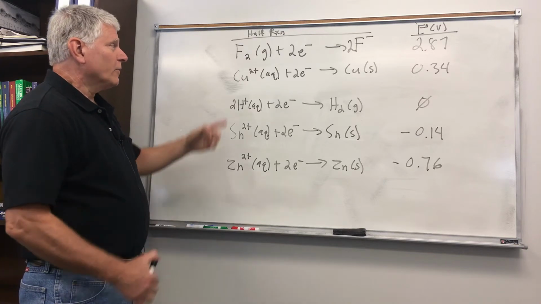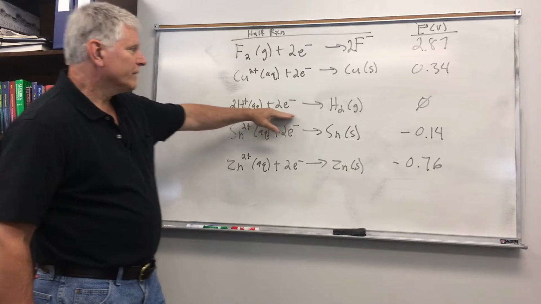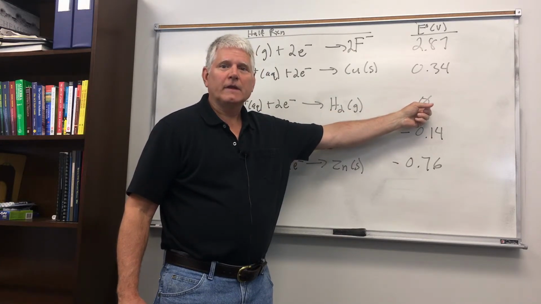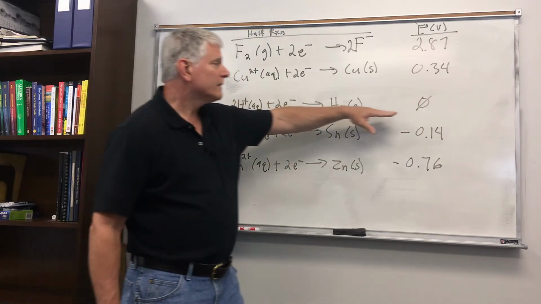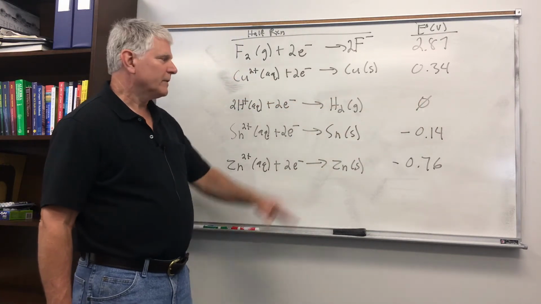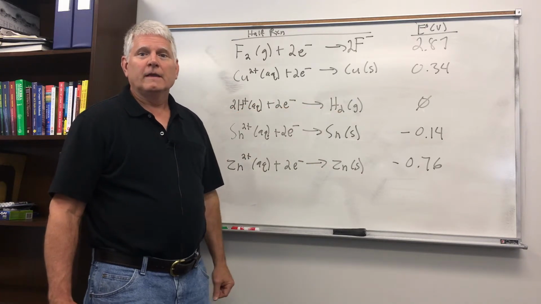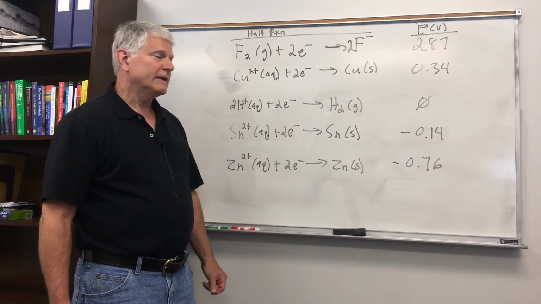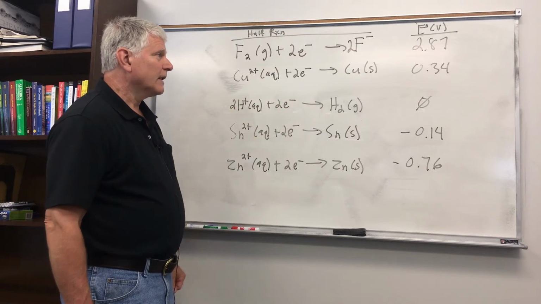So these are all relative to the standard hydrogen electrode, and the standard hydrogen electrode is given a half reaction potential of 0. So this is all relative to the standard hydrogen electrode. So we set it equal to 0 for convenience, just like we set the freezing point of water equals 0 centigrade for convenience. So this is a relative scale relative to the standard hydrogen electrode.